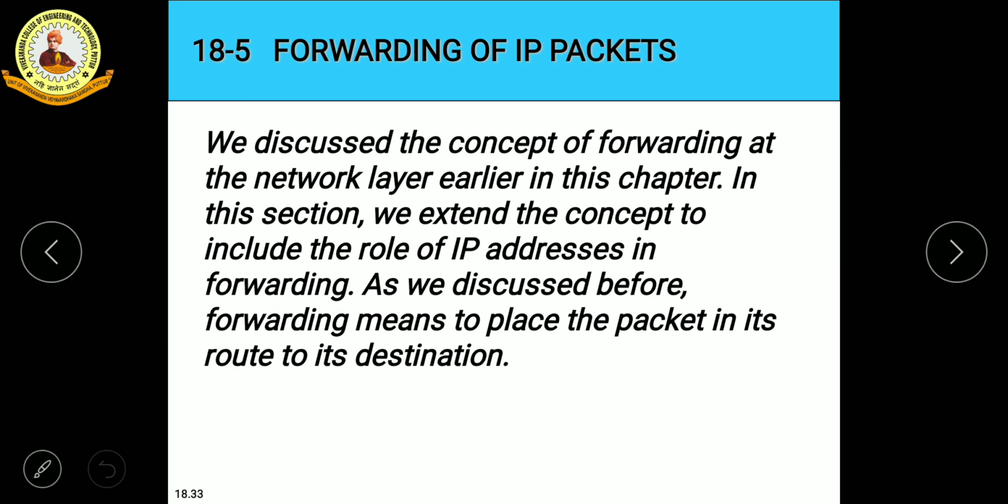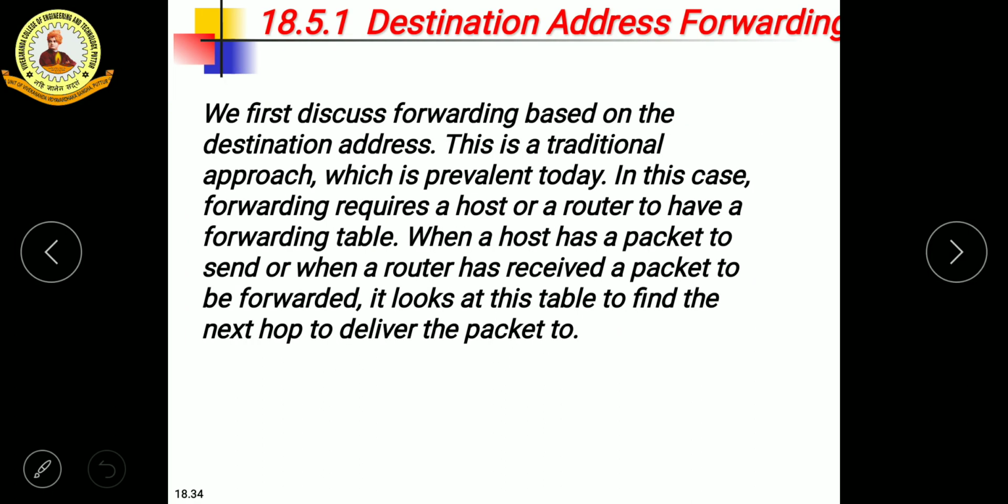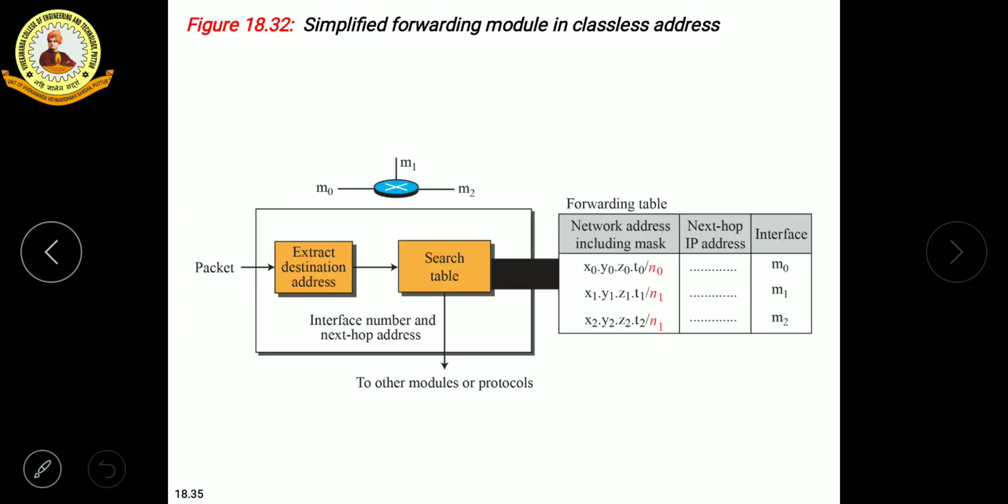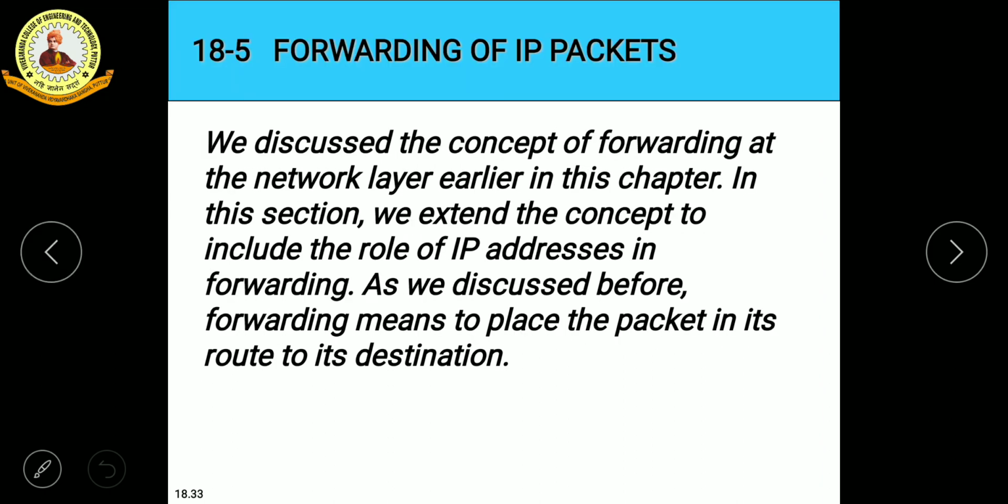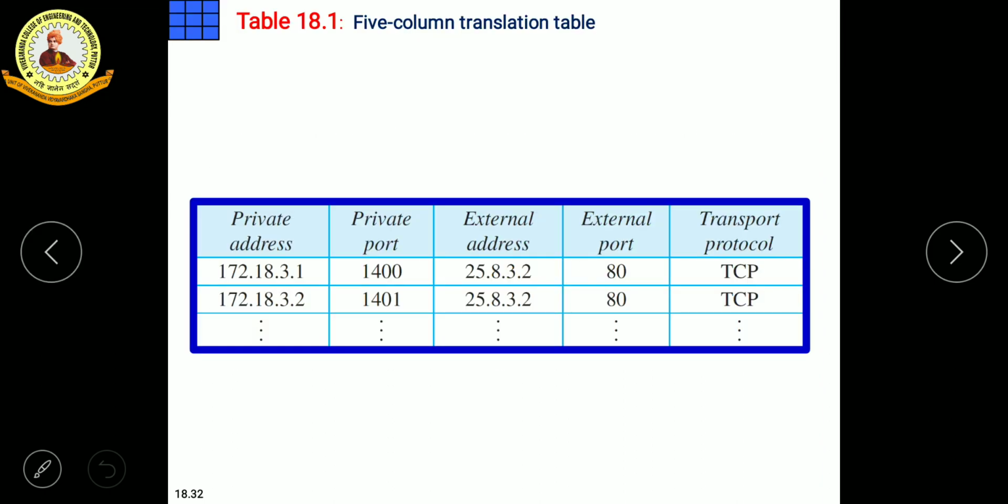The next part is forwarding of IP packets. This is not in your syllabus, so I am finishing this video here. Up to this point, network address translation and how it is done by a NAT router, is in your syllabus, up to slide number 32.